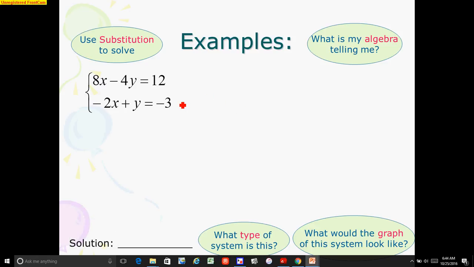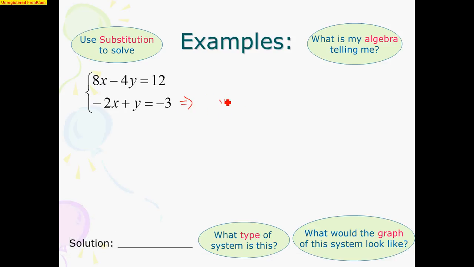So I'm going to get y by itself. y is equal to 2x minus 3. Take this y, substitute it back into the other equation. Notice this is a 2 by 2 system. I want a 1 by 1. One equation, one unknown. If I take 8x minus 4 times y, I have only x's. One equation with only one variable.